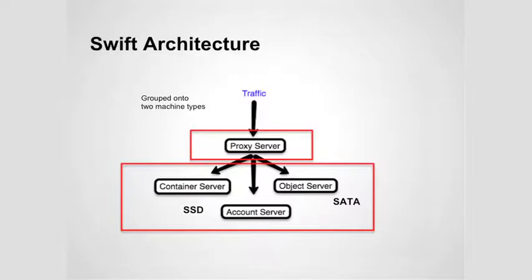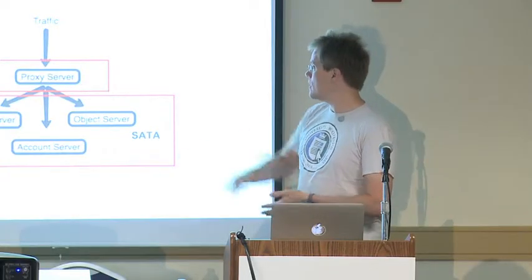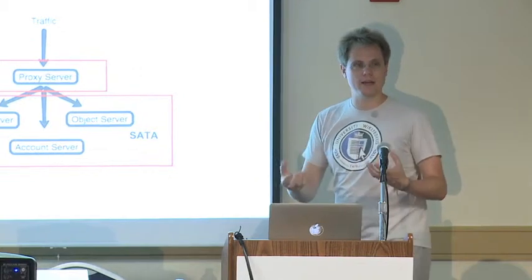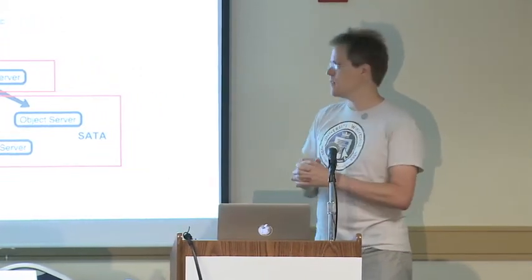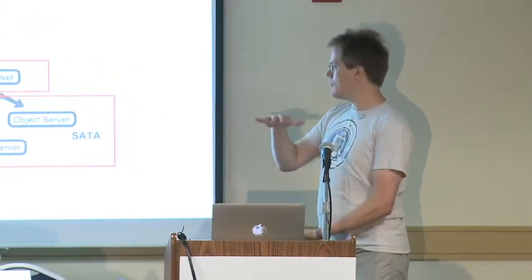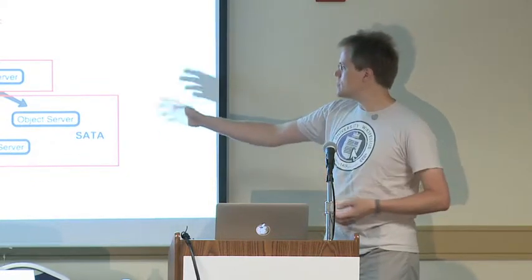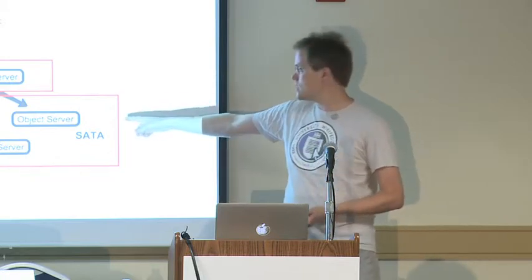I mentioned that the backend servers have two different types of disks, SSDs and large SATA drives. The container server and the object server, even though they're accessed less frequently, it's much more important that you get a response very quickly. They have a little bit more work to do. The container server has a database that it maintains for each container that maintains a list of what's in there so that it can be fetched quickly.